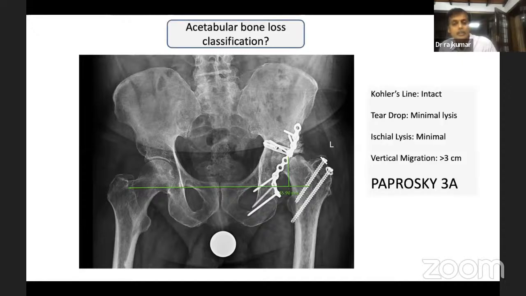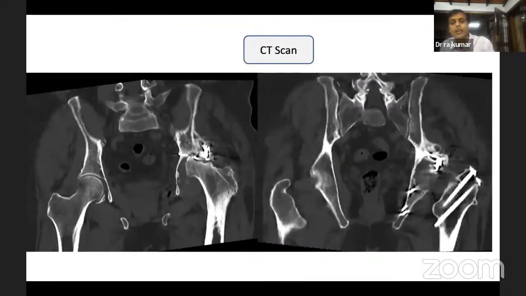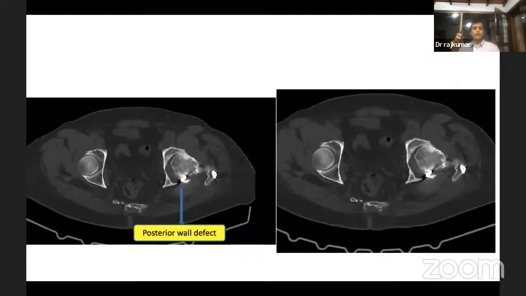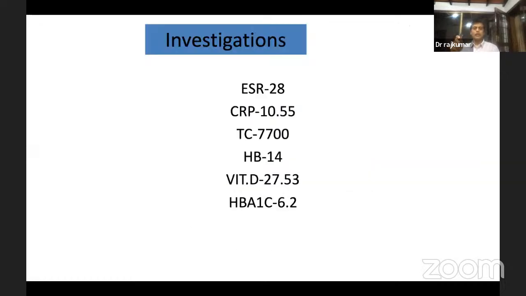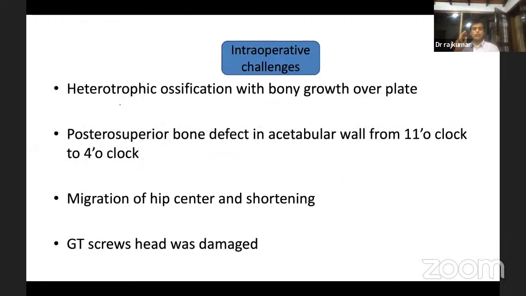And you have to classify the acetabular bone loss, how much bone loss is there. Then you have to do a CT in this situation. Why? You need to know where the screws are going, where that bone is. So look at the screws. If you open, you definitely cannot visualize the screws because bone has grown, almost like heterotopic ossification, over the screws and plates. When I opened, there was a defect in the posterior wall. So the CT will help you. Preoperative planning is very important. With the CT and all the blood investigations done, we know where the defect is.